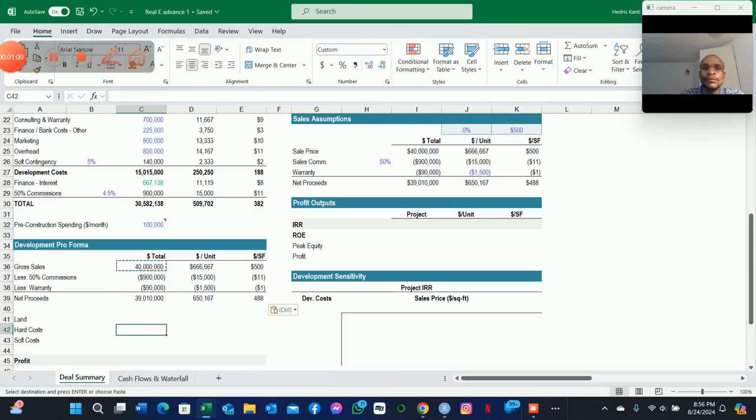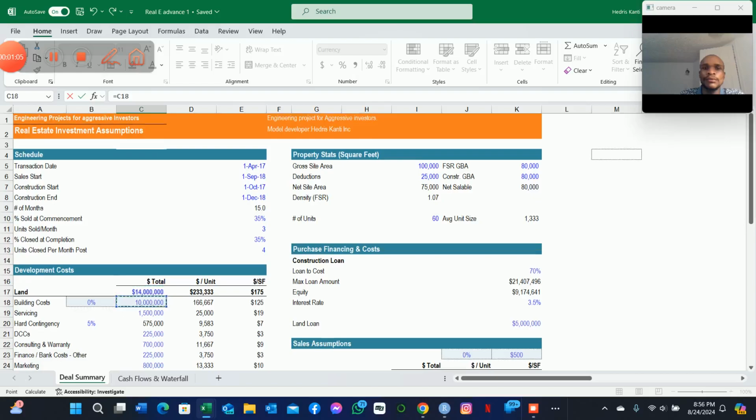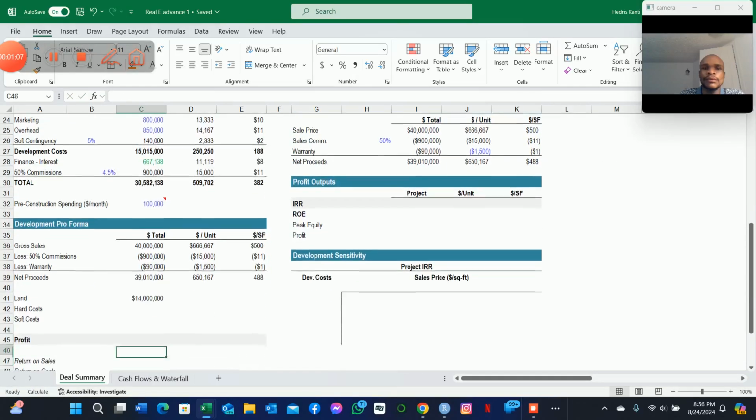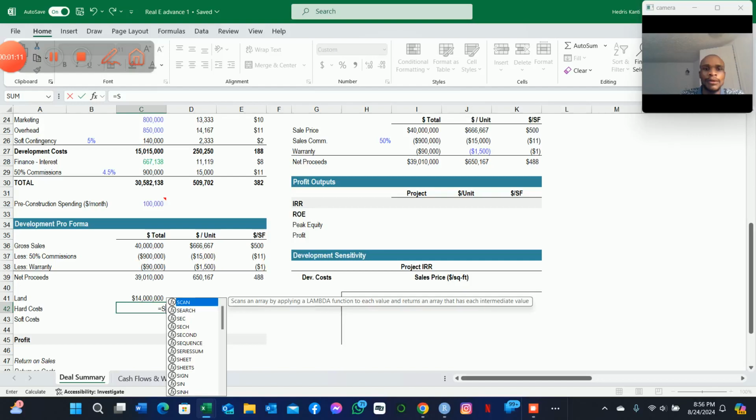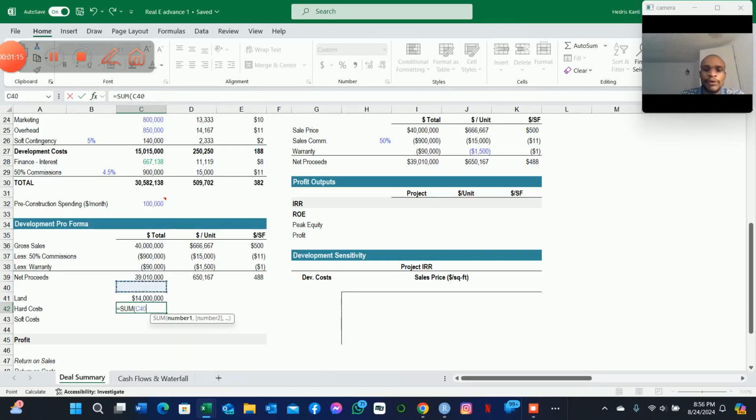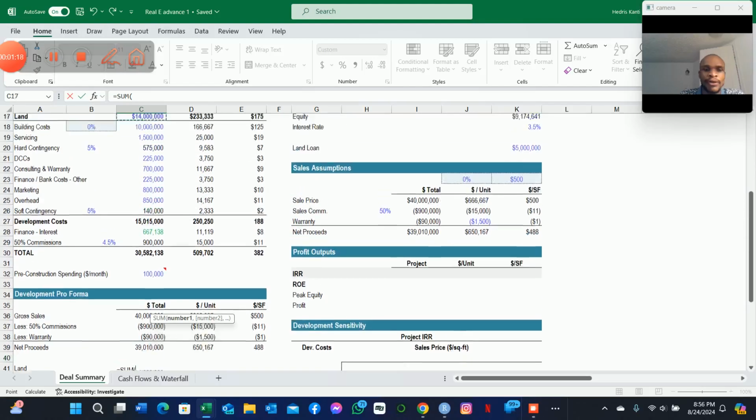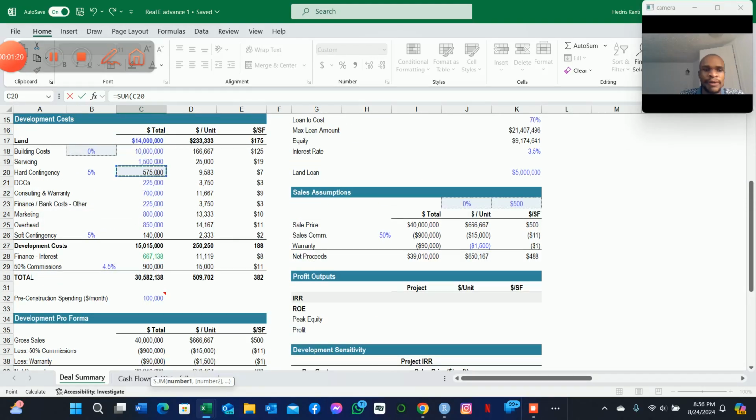So we are just referencing what we did before in this summary of the development pro forma. And then here we want to reference whatever the land cost was, in this case $40 million. And then the hard cost, we have to reference that. So we go equals sum. We sum all of the hard cost. We know that it includes all of these hard costs plus its contingencies. So we sum all of those.